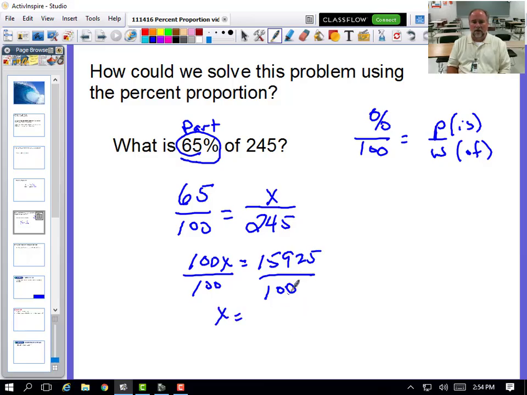Now we know the trick. If I divide by 100, it just moves the decimal 2 places. So we end up with 159.25 for our answer. And I don't put a percent sign on this because I already have a percentage. Well, let's see if you can do one on your own like this.